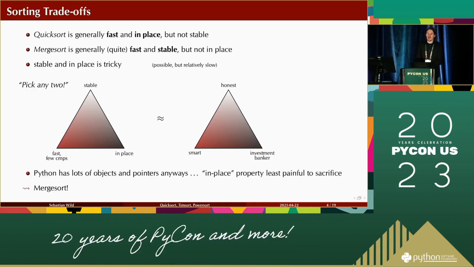Python has a lot of objects, and everything's an object. Everything's a pointer to an object, virtually. So a little bit of extra space maybe is not such a big deal. So it seems sacrificing the in-place property is the better bet. So we want something based on Mergesort.